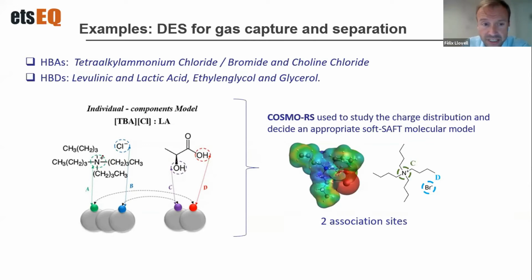For this type of tetrabutylammonium salts, it is quite clear that there are two main areas where the charges are localized. So it is quite easy to identify two main sites in the system. For the case of other molecules, such as levulinic or lactic acid, ethylene glycol, and glycerol, the discussion is more open. But as a first approach, we have given two additional associating sites to these molecules. As mentioned, there is a discussion where different, more complex options have already been studied for these molecules.